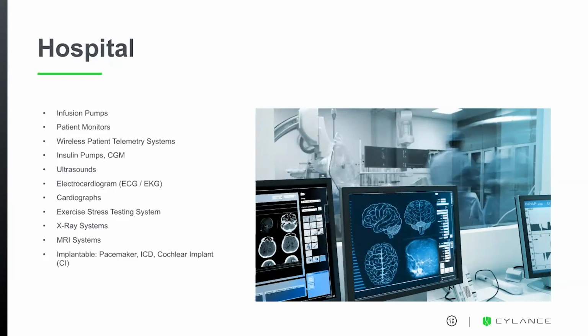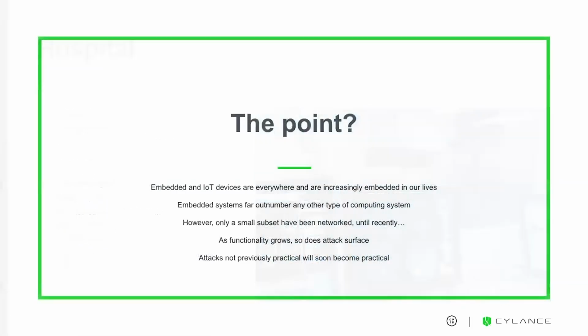Whereas, up until recently, these systems did not have that much network functionality. They do now, along with associated functionality like over-the-air updates, right? So the point here is that embedded IoT devices are everywhere. They are becoming increasingly embedded.